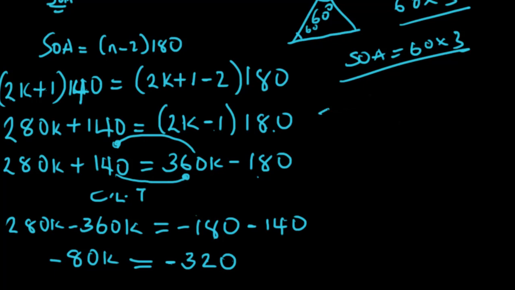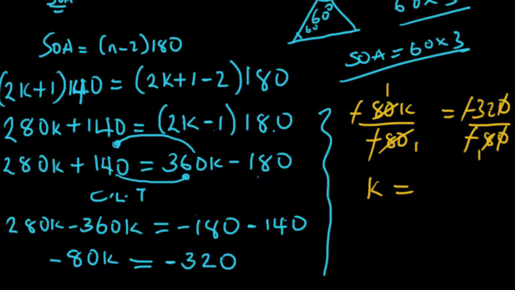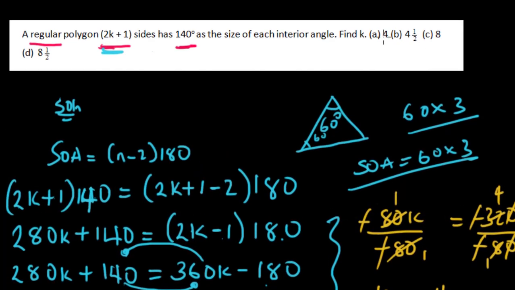So what do I do? I divide both sides by minus 80. So I'll be having minus 80k all over minus 80 equals to minus 320 all over minus 80. Minus cancels minus, 80 here 1, 80 here 1. I'm left with k equals to, minus cancels minus, 0 cancels 0, 8 here 1, 8 here 4. So k equals to 4, and that is our answer. K equals to 4, Option A. Do you understand this? Let's take another question.